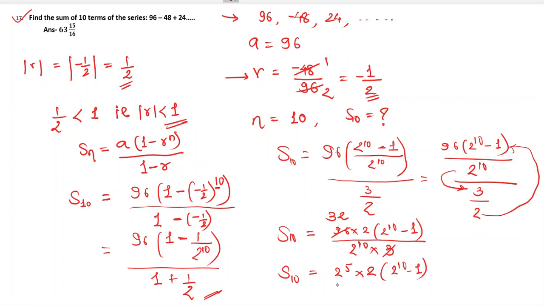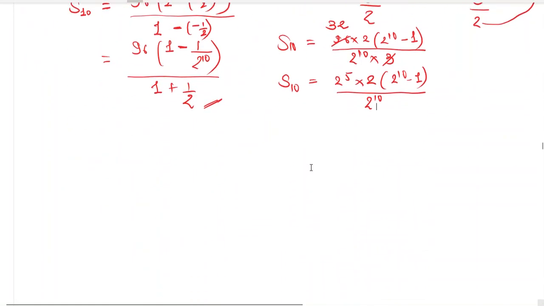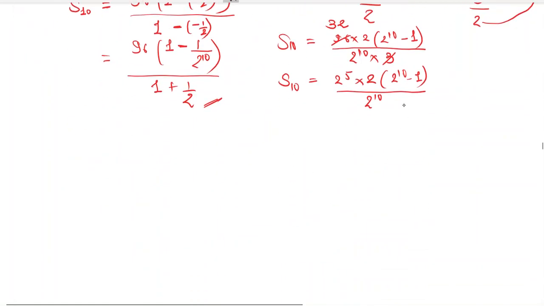I'm not finding 2 raised to 10 yet. I will find it. Wait. So 2 raised to 10 remains as it is in the denominator. Let's find it further. So this will become 2 raised to 5 into 2, that is 2 raised to 6. Right? a raised to m into a raised to n is equal to a raised to m plus n. Bracket 2 raised to 10 minus 1 the whole upon 2 raised to 10.